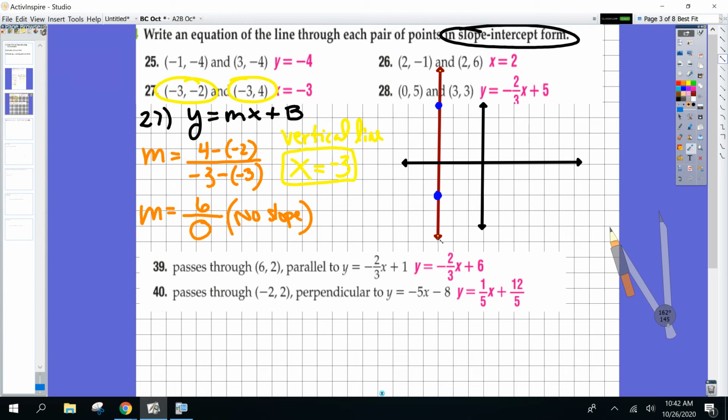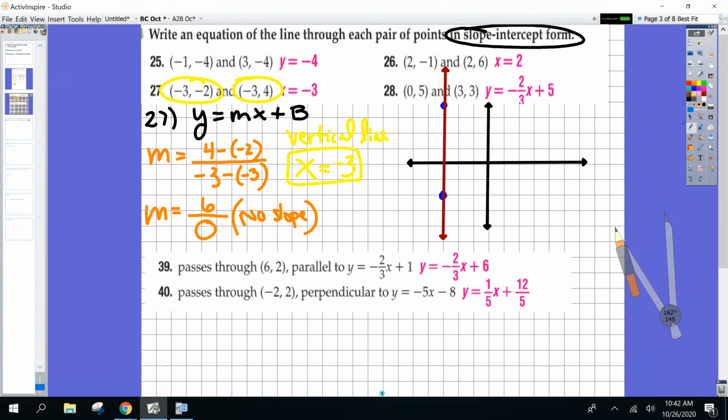So if something seems strange, like you did it correctly, and all of a sudden I don't know what I just did there, and things seem a little strange with that 0 in there, take a look. What does it look like on the graph? Right away you saw it's a vertical line. So that's where the x equals came from. It was a vertical line. All right, let's roll. Next. Anything else here? Those are the questions I thought would come up.